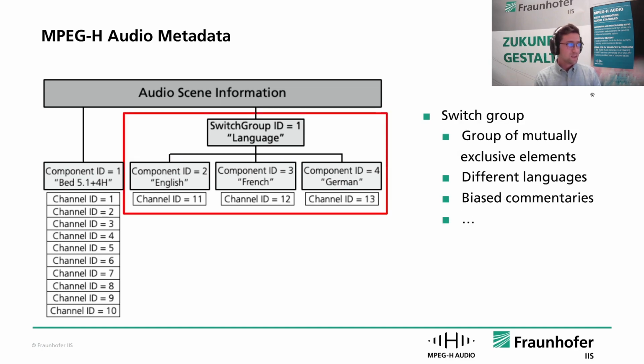And last but not least, we have something which is called a switch group. The switch group allows that only one of the elements which are part of the switch group can be played back simultaneously at the end consumer device, to always ensure that the user can only select one of these components. For example, if you have multiple languages, you always want to allow the user to only select one of them, but not multiple.